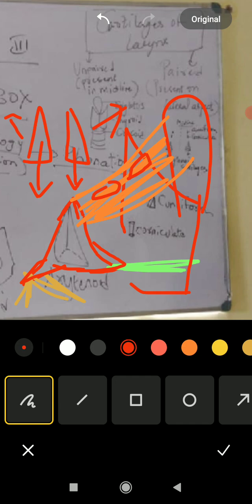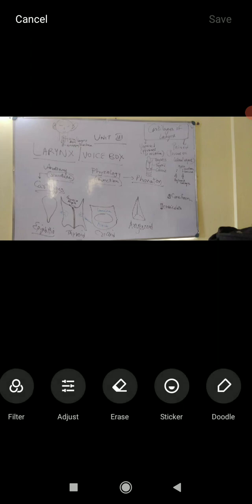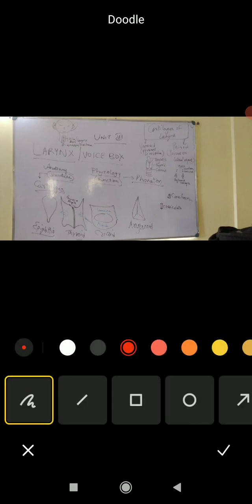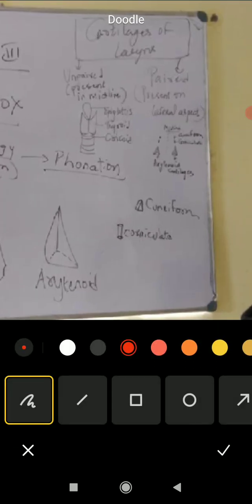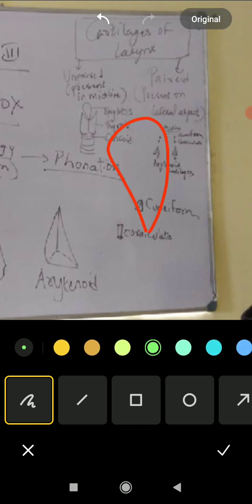A quadrangular membrane, also called quadrate membrane, begins from the inner surface of the epiglottis. This is the epiglottis and this is the arytenoid. There is a membrane called the quadrangular membrane or quadrate membrane. It gains attachment to the arytenoid cartilage as well, in addition to the thyroid cartilage.